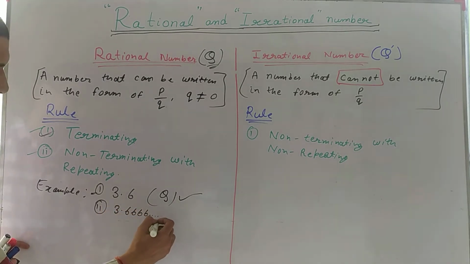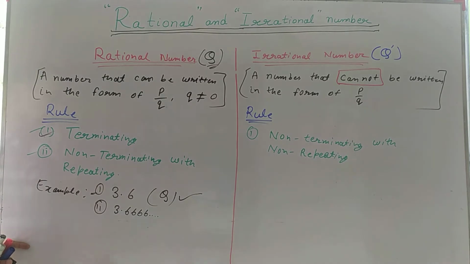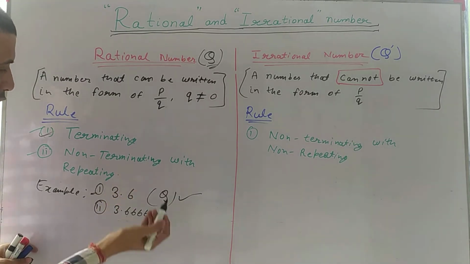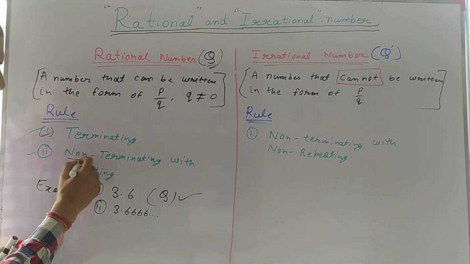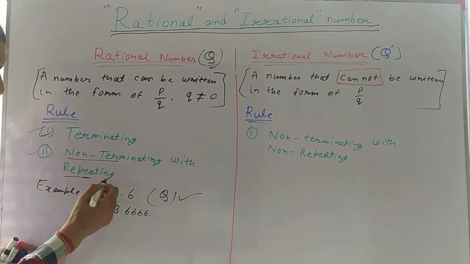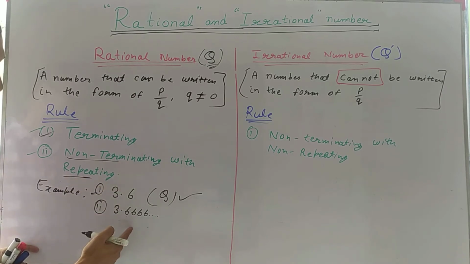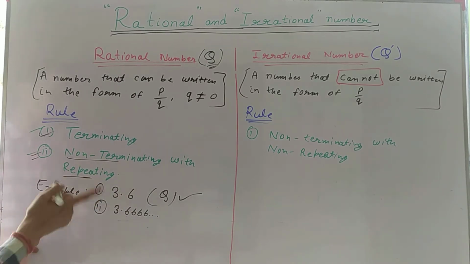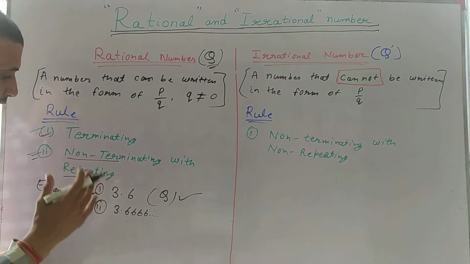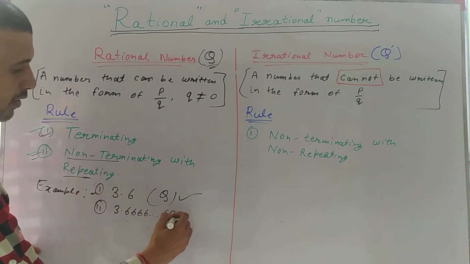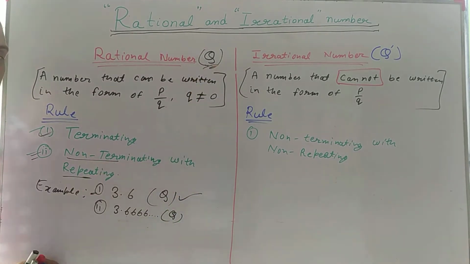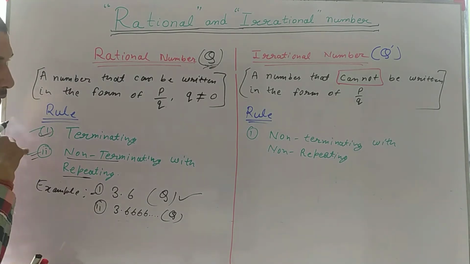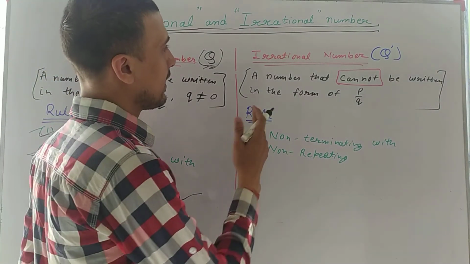Now second example: 3.6666 and so on. In this case you can see after the decimal 6666 is coming continuously, dot dot dot. It means non-terminating and repeating. Repeating is going on. So we can say that in this case the second rule is applying. So we can say that this is also a rational number. Clear? Okay.